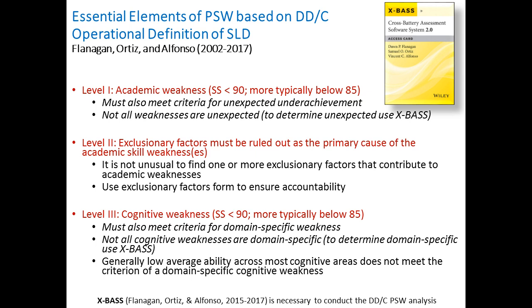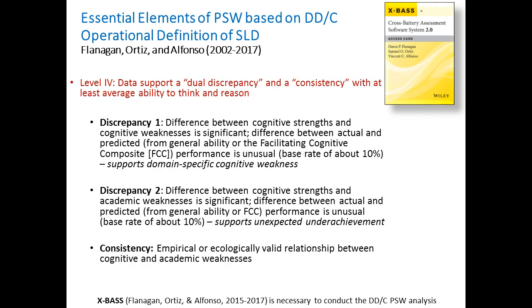That means that they're more circumscribed and they are significantly different, in an unusual way, from the areas of cognitive strength. Generally, low average ability across the board is not a domain-specific cognitive weakness, right? It's not a specific learning disability. So we have to differentiate SLD from more generalized learning difficulty, and this particular component, the domain-specific component, allows for that differentiation.